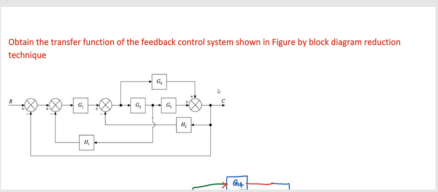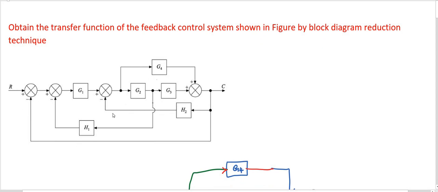In this video, I am going to explain how to obtain a transfer function of the feedback control system using block diagram reduction technique. This is the block diagram given. This consists of how many summing points? There are four summing points: 1, 2, 3 and 4. Four summing points. Okay, see here.